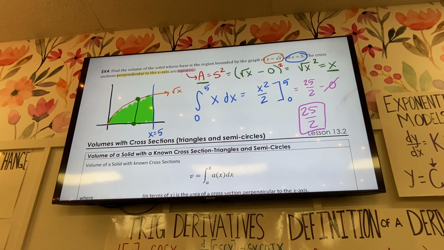Okay, so that's it for the notes. You do have a homework that I passed out to you. It's only one page, and so is tomorrow's. I'm trying to make it one page. You're going to have a homework quiz tomorrow, and tomorrow we're doing triangles and semicircles. So very similar, just some different shapes.